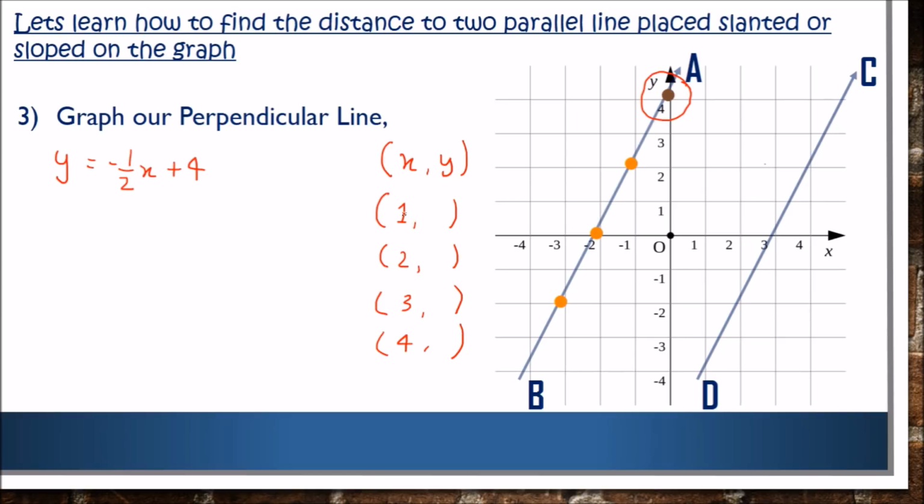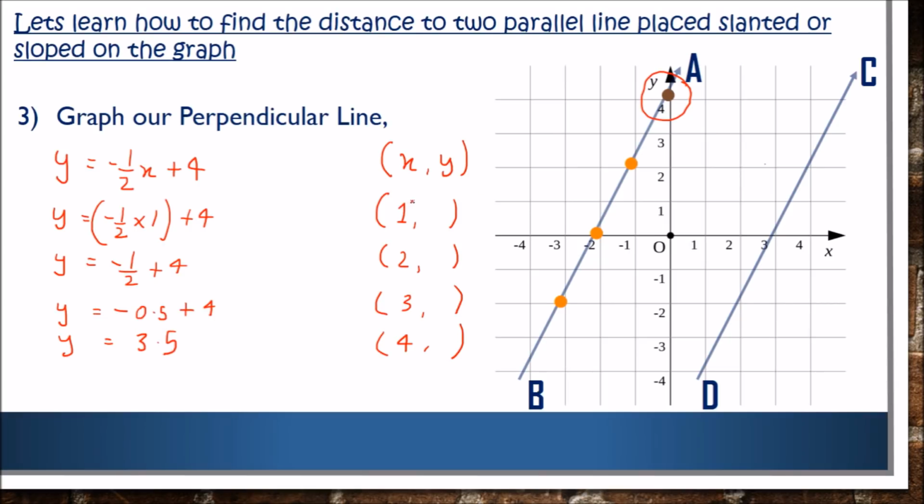So if the value of x is 1, what will be the y value of our perpendicular line? So y is equal to minus 1 over 2 times x. Our x value is 1, plus 4, which is our y-intercept. So y will be minus 1 divided by 2 plus 4. So y will be minus 0.5 plus 4. So y will be 3.5.